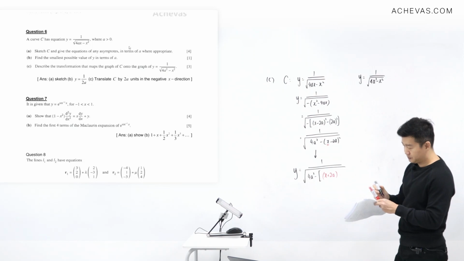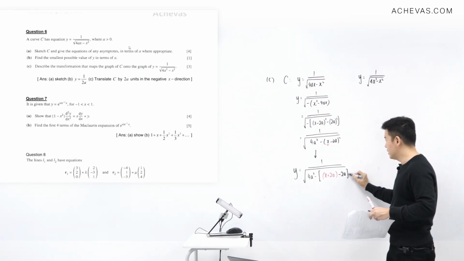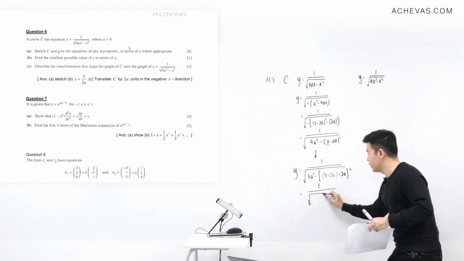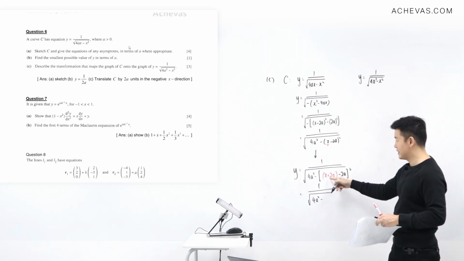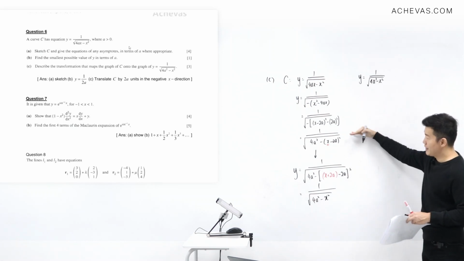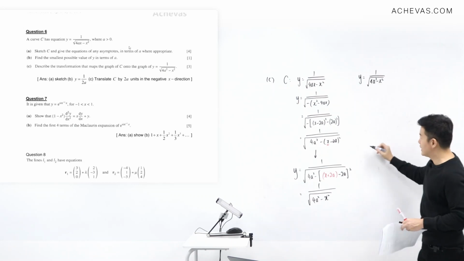Okay, so then we will have a minus 2a here, squared. So y will now be 1 over square root of 4a squared minus, away this, and this will be cancelled, x squared. So it is going to be what we are supposed to be mapping it to. So based on this transformation, we are replacing x by x plus 2a. So what is the transformation?